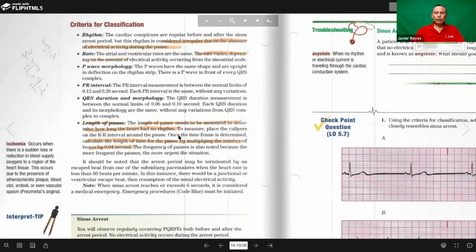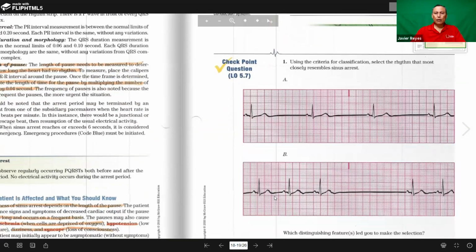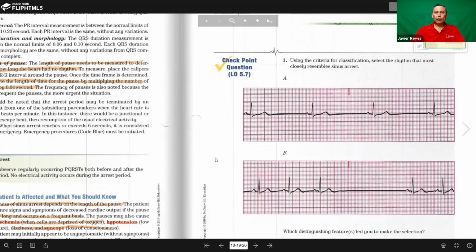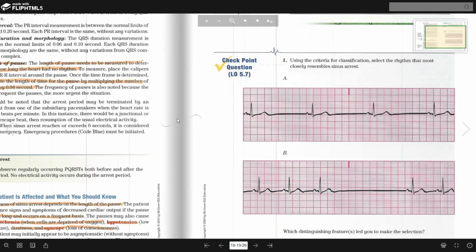So as you see here on this one, right? I don't even have to ask you, you can tell, right? Which one of these is sinus arrest? A or B? B. Right? You see that big pause right there. Why is it sinus again? Because there's P waves here. P wave here, P wave here, P wave here, here and here. So it's a sinus, right? The only thing that makes it an arrest is this long pause.